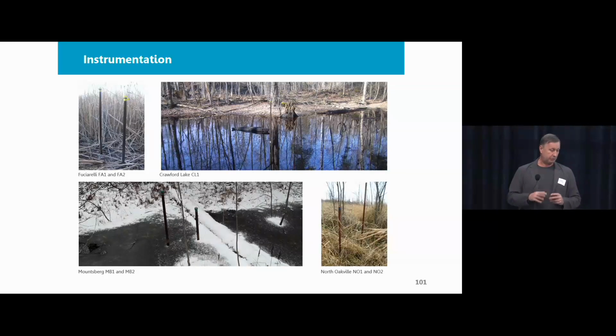So here are 4 examples of our instrumented wetlands. The one on top is Futurelli. It's a marsh with 2 instruments. Then to the right, you've got Crawford Lake. It's a vernal pool with 1 instrument. We've got a swamp at Moundsburg, again with 2 instruments, and another marsh in North Oakville with 2 instruments.